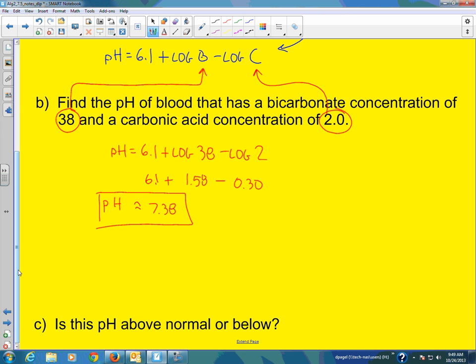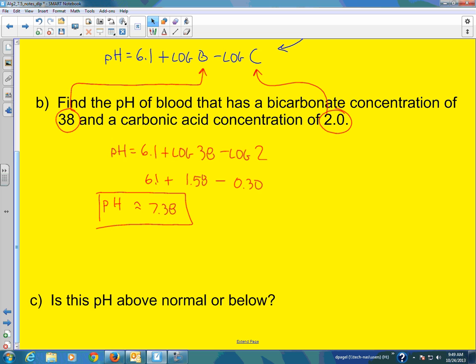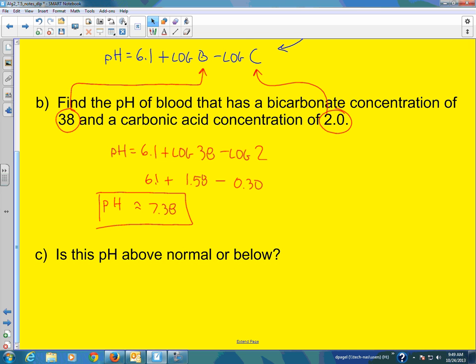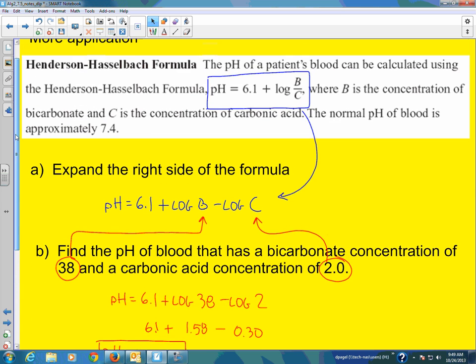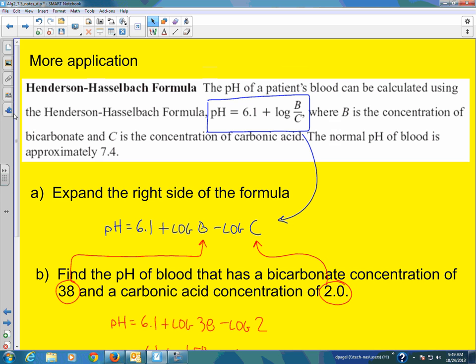And so to answer the next question, are we above or below? Well, we're slightly below. Makes it a little more acidic. And so, not by much, but each little change in the pH value is something. So we are a little bit below our normal value of 7.4. So there's an application using some of our properties of logarithms. There we go.